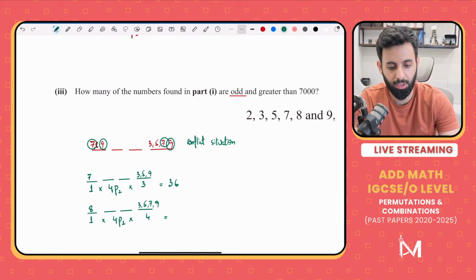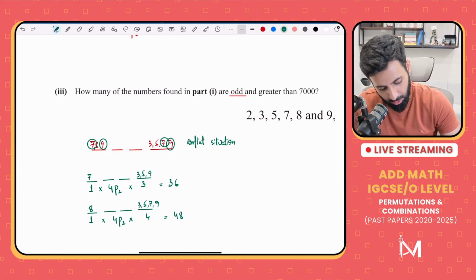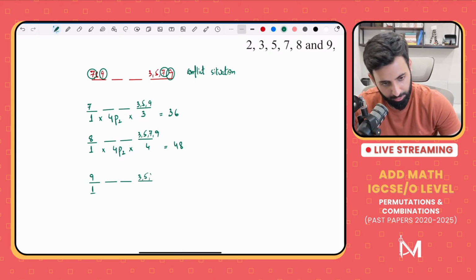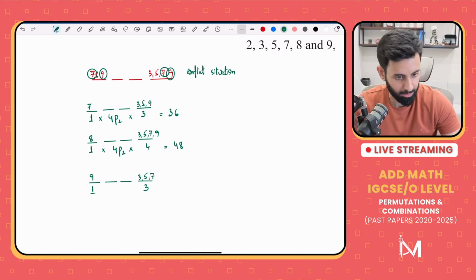4P2 times 4, that's equal to 48. Okay, and then finally, 1, 2, 3, 4. Let's have 9 in the first place, which means we have one option. Okay, and in the last place, we could have 3, 5, or 7. So that means we have 3 options.